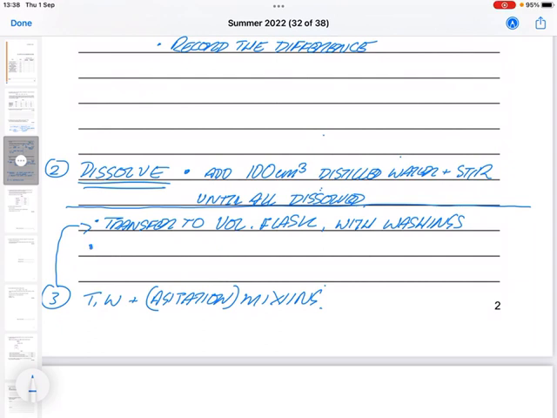So add distilled water to 250 centimetres cubed. Okay, and then this mixing part here, and this is the one that is often forgotten here, and then shake or invert to mix thoroughly. And that is it, that's that one done.